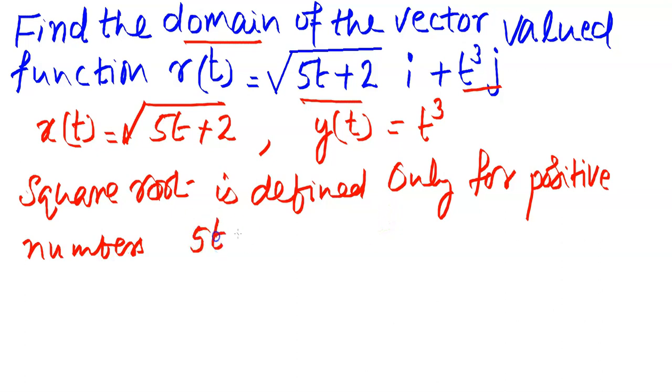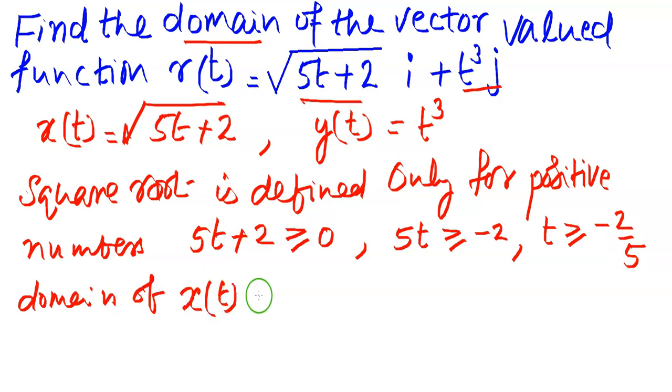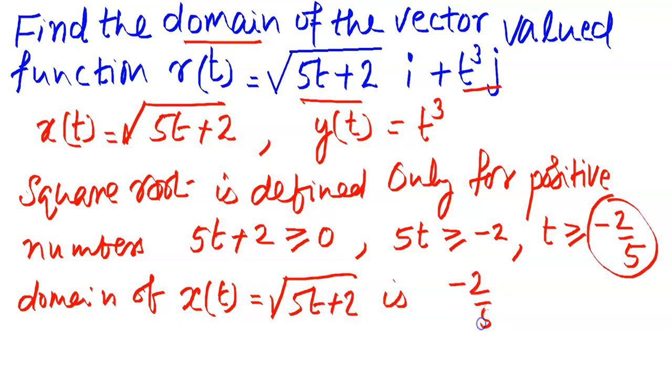5t plus 2 greater or equal to 0. 5t greater or equal to minus 2 എന്ന് എഴുതാം. t greater or equal to minus 2 by 5. Domain of x of t is equal to square root of 5t plus 2 is minus 2 by 5 to infinity.